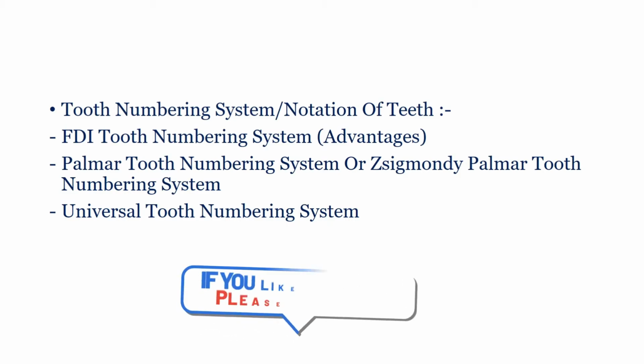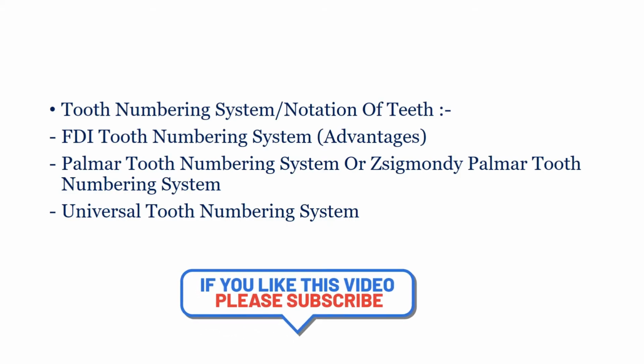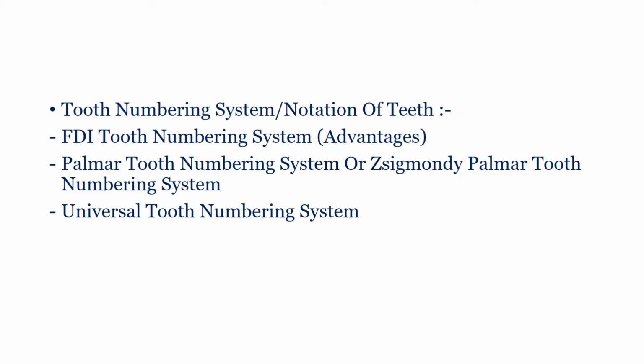Now, this is an extremely important topic which is usually asked to write in examination. Definitely there are going to be 1 or 2 Viva questions from the tooth numbering system. For example, they can ask you what is the full form of FDI, or spell Zsigmondy, and what is the number of a particular tooth in FDI notation.